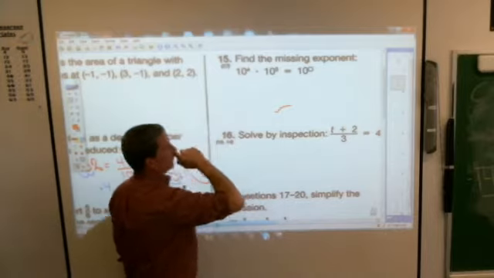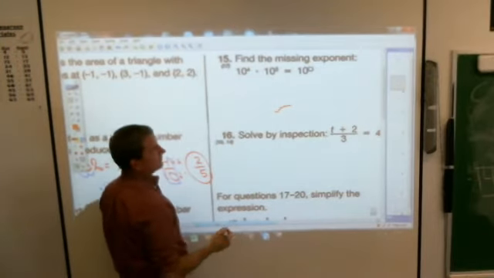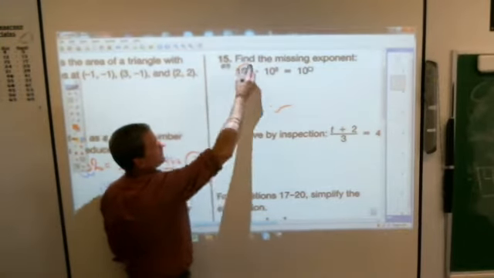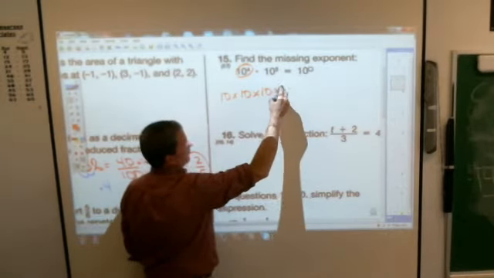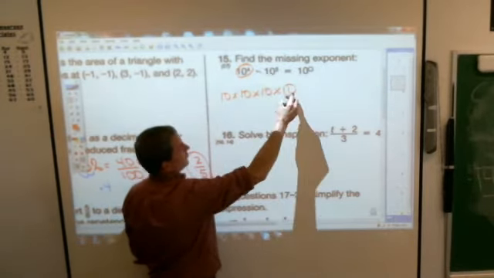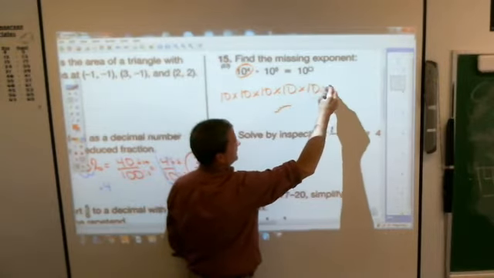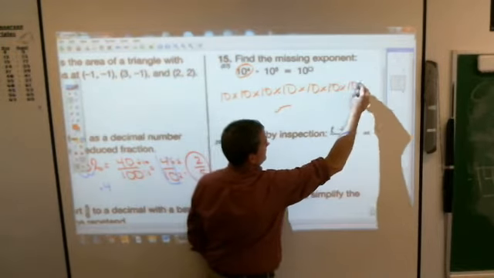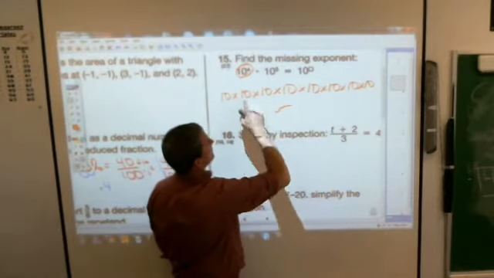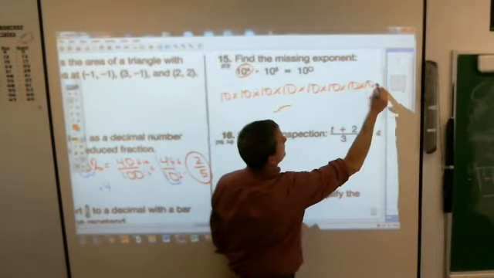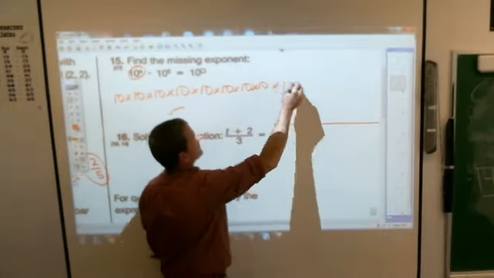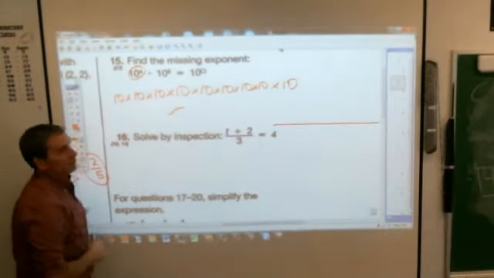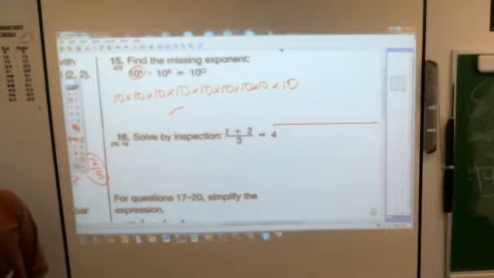This would be a lot like that one problem we did at the end, number 20 or 19 or whatever it was. You have 4 tens multiplied times themselves, and then you are multiplying another 5 tens times themselves. How many tens are you multiplying together in the end?